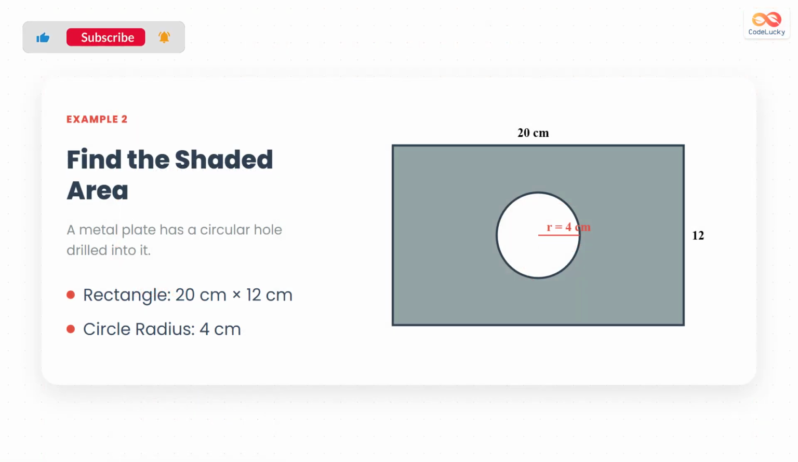In this example, we have a rectangular metal plate with a circular hole drilled into it. The rectangle is 20 centimeters by 12 centimeters. The circular hole has a radius of 4 centimeters. We need to find the area of the shaded region.